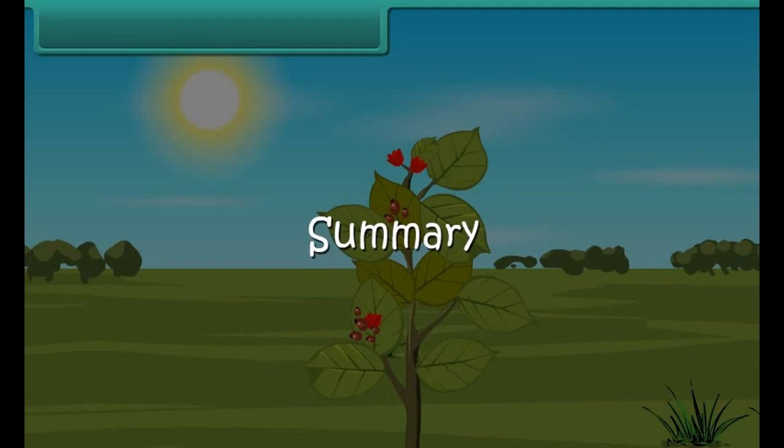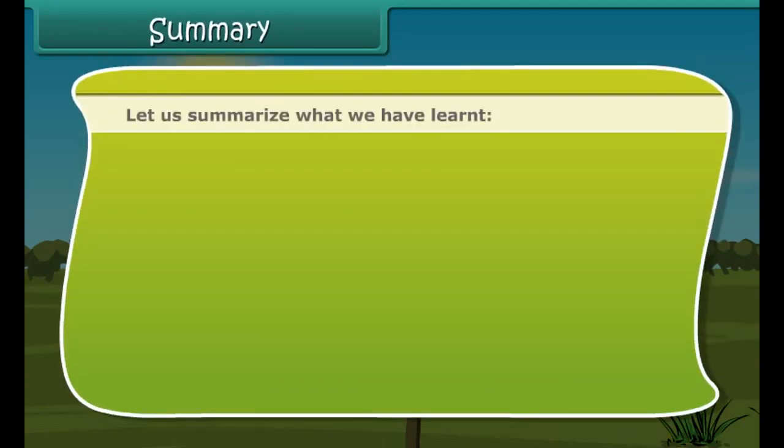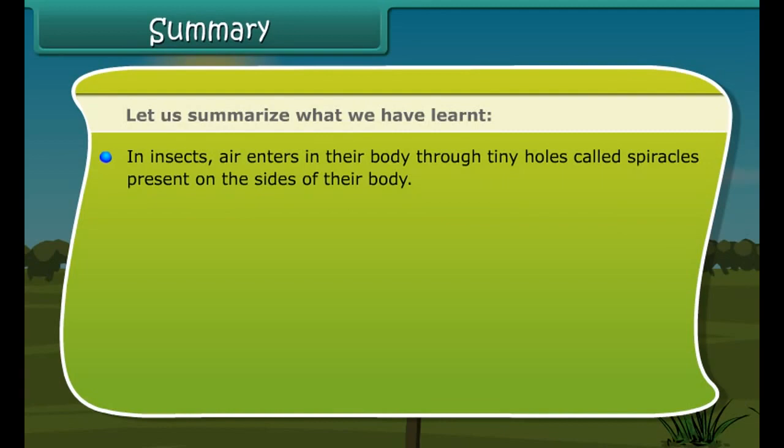Summary. Let us summarize what we have learned. In insects, air enters their body through tiny holes called spiracles present on the sides of their body.